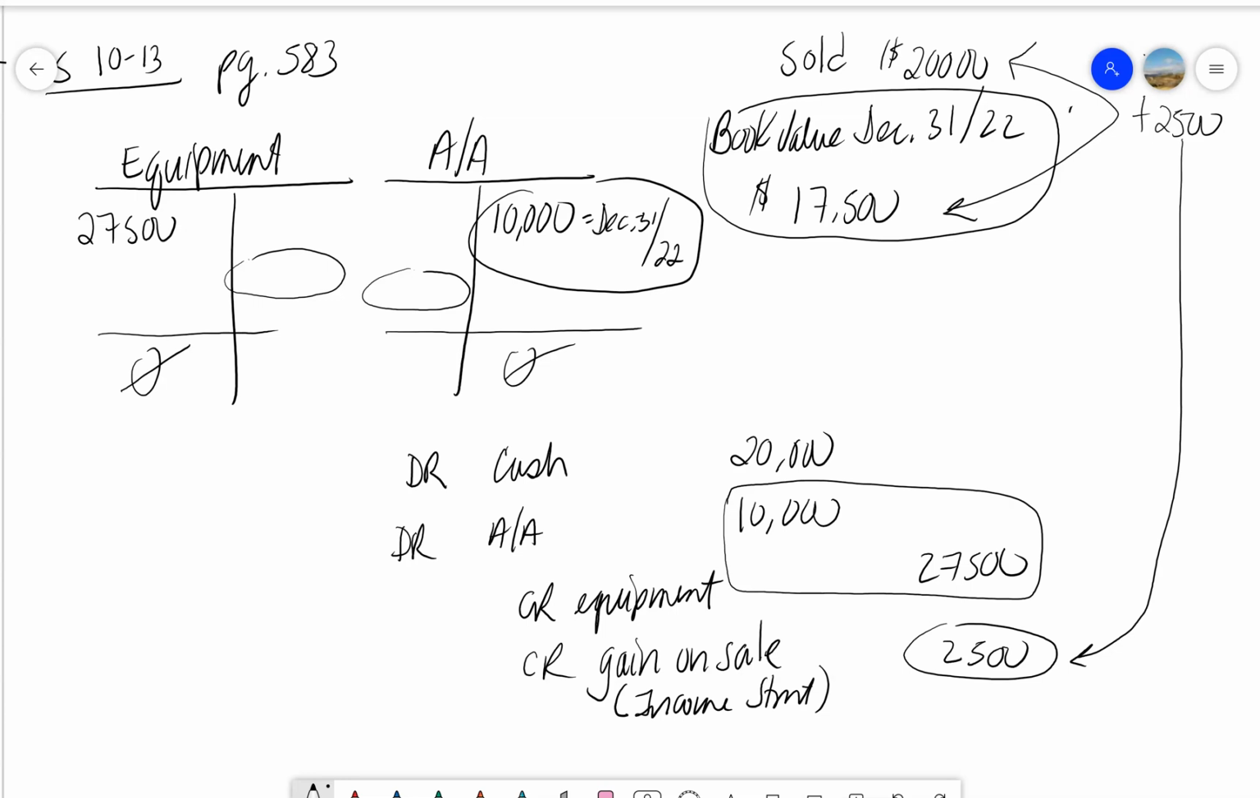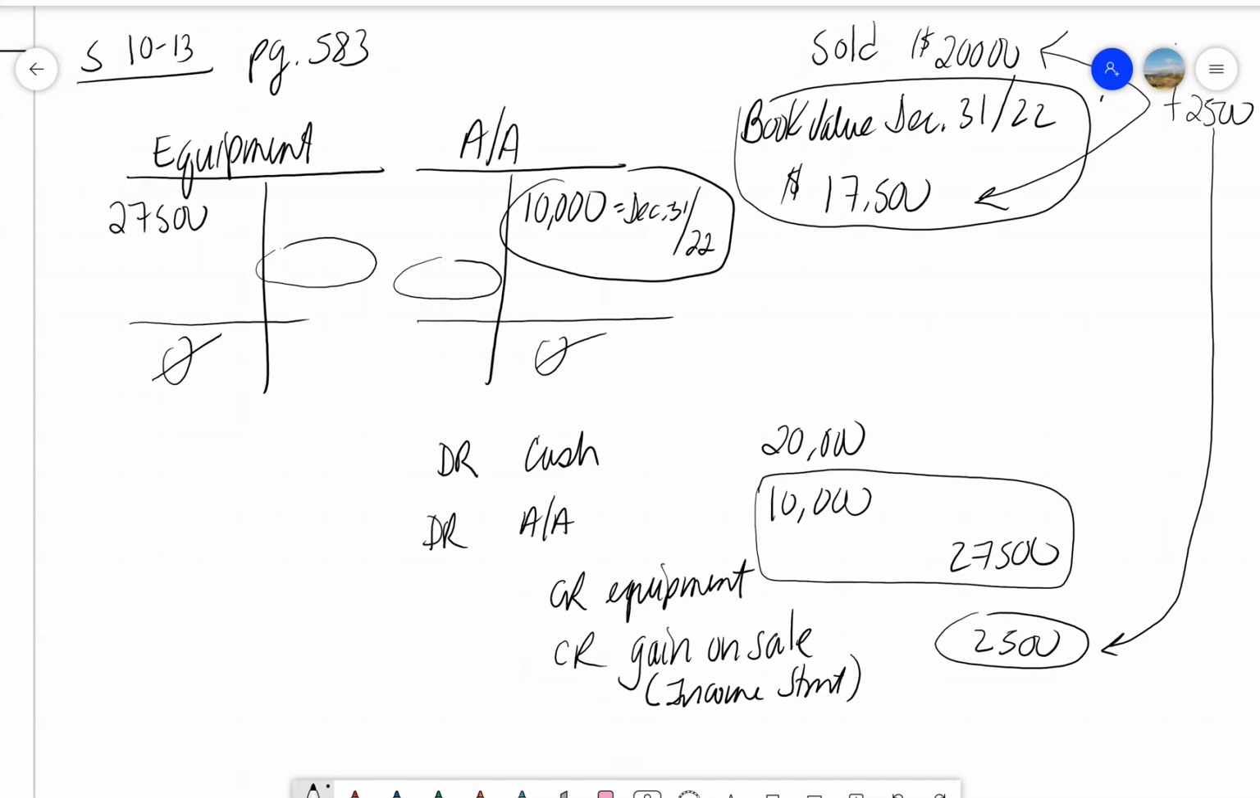Now, you could have a loss as well. If you sold it for less than the book value, then you would have a loss, and then that loss would be on the debit side. It would be like an expense. But because this is a gain, it's going to show up on the credit side, just like revenue. So that's an example of the journal entry and the process related to the disposition of property, plant, and equipment.